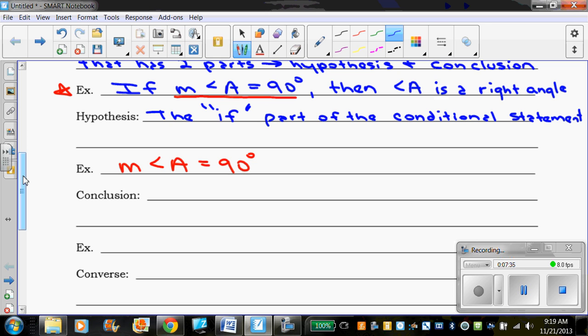So let me write the conclusion definition. The then part of a conditional statement.